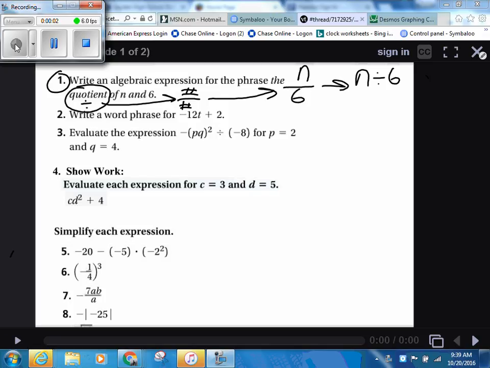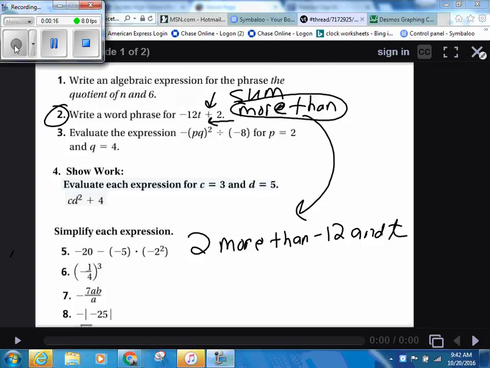Right? Answer for number 1 can be written 2 different ways, as a fraction or as a division problem, with quotient being your key word. So the answer for number 2, starting at the manga style, manga way, reading it from the back forward, using the word more than: 2 more than -12 and t.